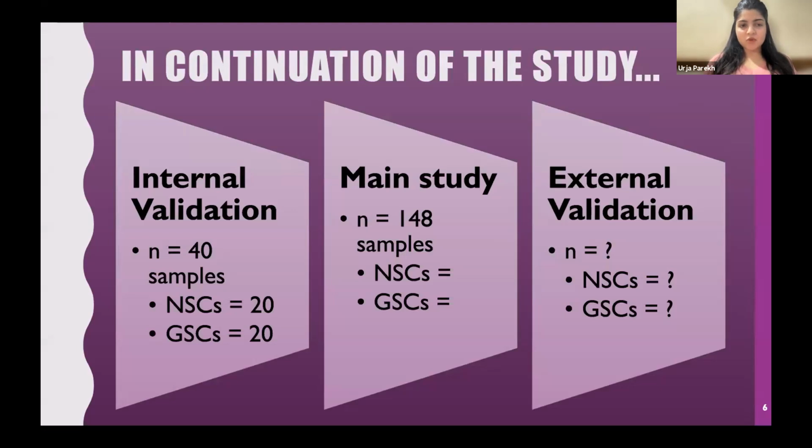Now, I have taken the smaller data set, which I've already analyzed, as my internal validation data set. I am repeating my study for 148 samples of normal neural stem cells and glioma stem cells. And I will also be performing external validation, for which I'll be finding another normal neural stem cell sample and glioma stem cell sample and correlating the findings of my current study with that other study.